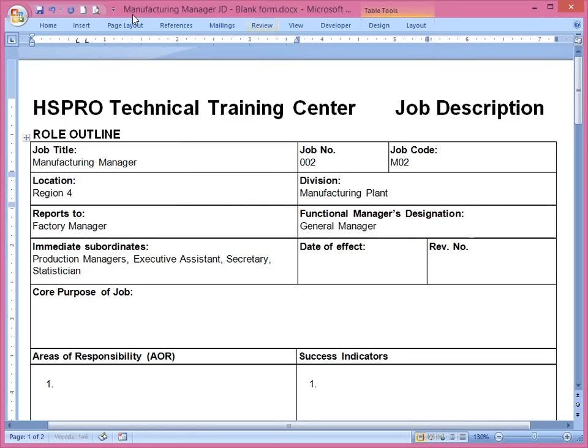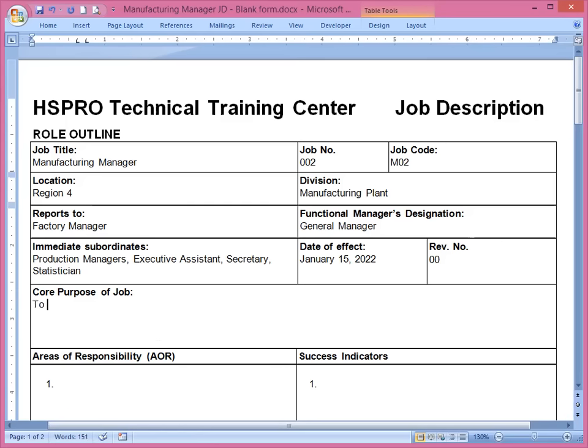So, the next one will be the date of effect. We can say January next year. Let's say January 15, 2022. Okay. And revision, this is the first time that we write this, so just say 00. Okay, let's go to the core purpose of job. The core purpose of job always starts with to.